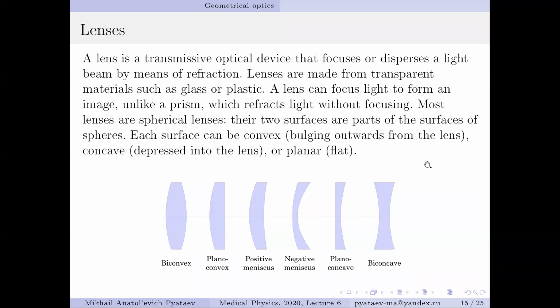Actually, our eye is a sort of optical system which forms a real image. We'll discuss it a bit later. But first, let us discuss simple lenses. They can have different shapes: biconcave, planar convex, positive meniscus, negative meniscus, and you see planar concave, biconcave, biconvex. So these lenses can be used for forming images.